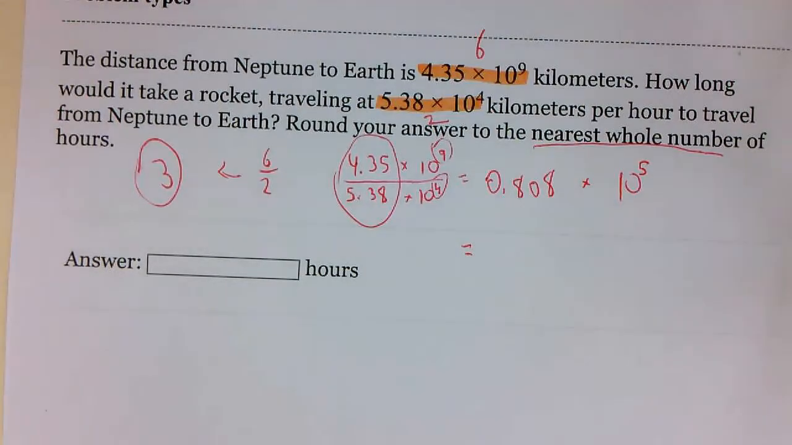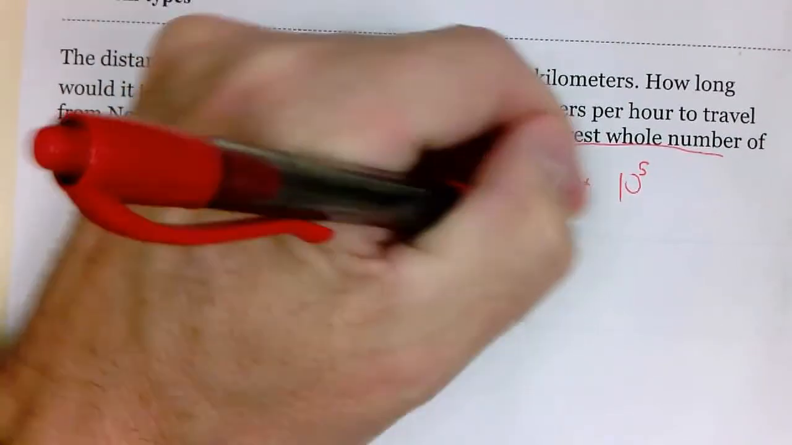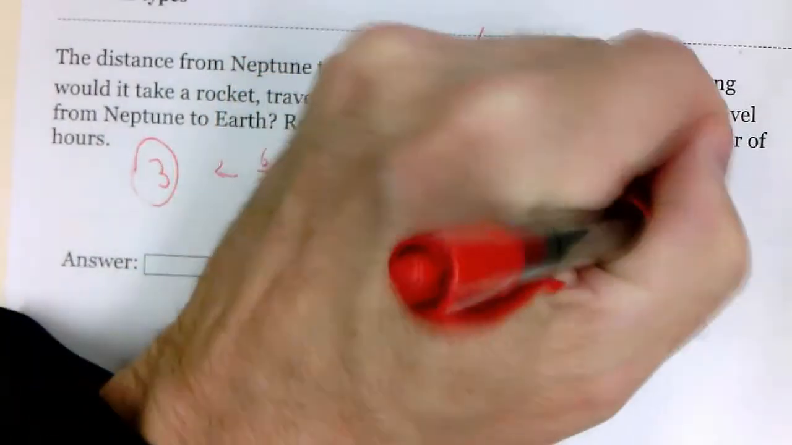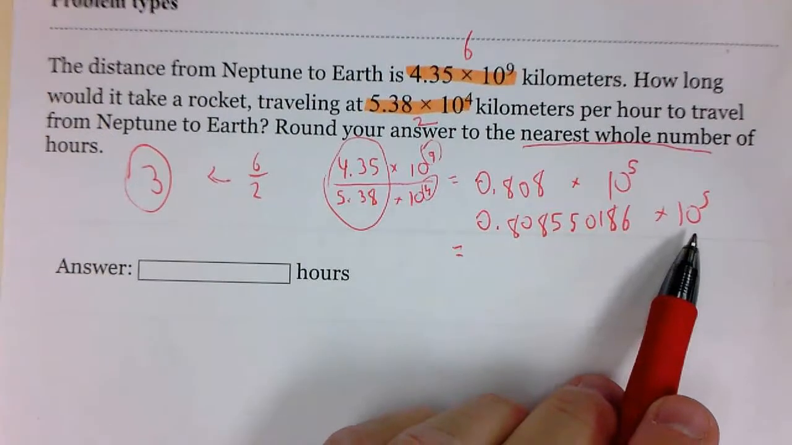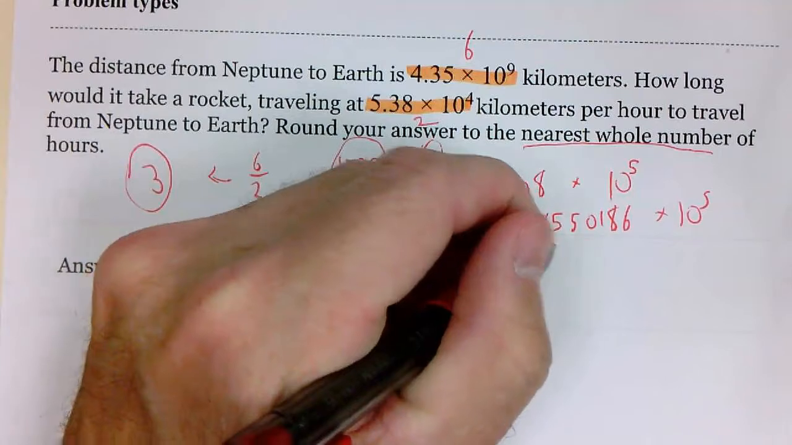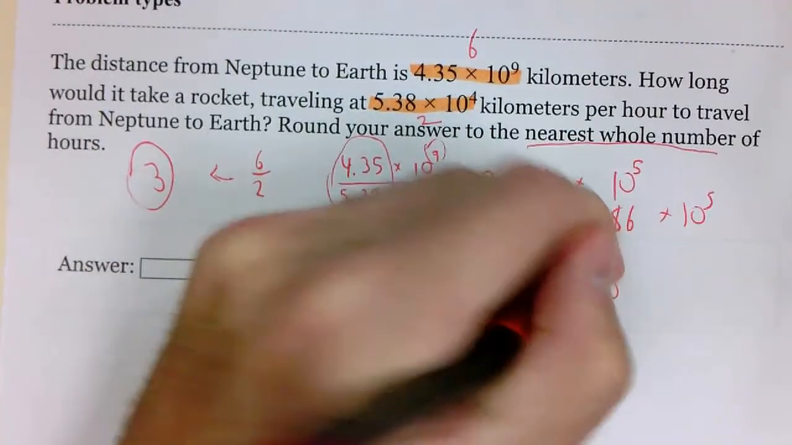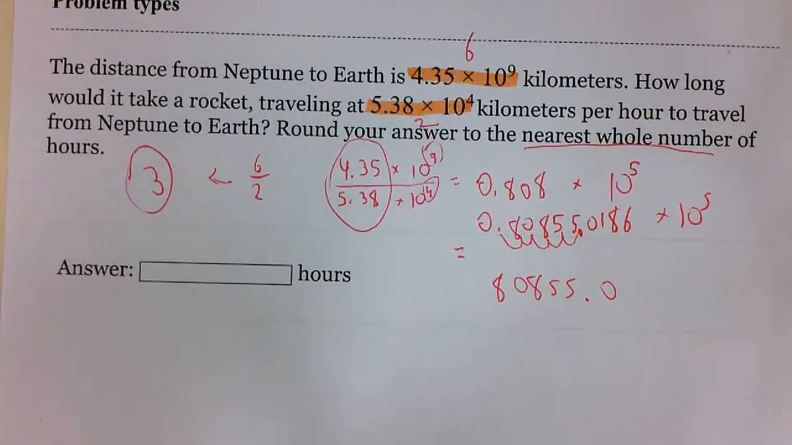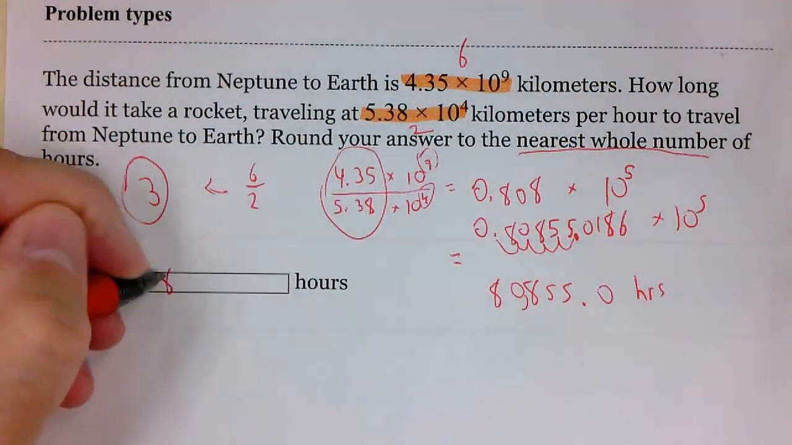So, you know what? Because that's a 10 to the 5th, I'm going to want to go farther with this decimal. I don't know if you did it with me or not, but I'm going to write more of it out. 0.80855 0186. That is the whole decimal it gave me on the calculator. So, I need to move it 5 spots, because I'm rounding to the nearest whole number. 1, 2, 3, 4, 5. This would be 80855.0 hours. That's how many hours it's going to take. That is 80,855.